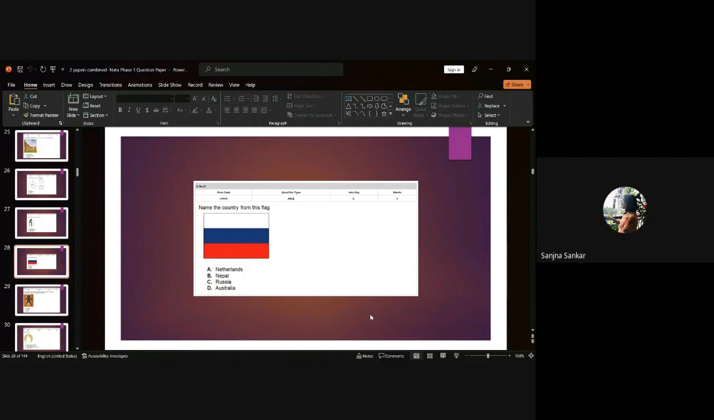Next question. Name the country from this flag. Options: Netherlands, Nepal, Russia, Australia. The answer is option C, Russia.